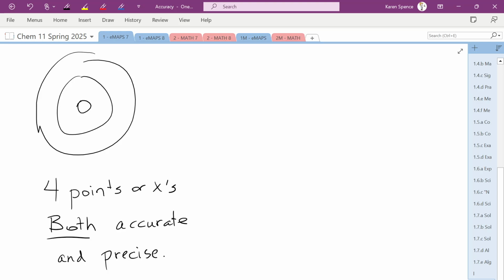All right. So we have 4 points. If they are precise, they should all be close together. And if it is accurate, where should they all be close to? More near the center. Okay, so we've got maybe 1, 2, 3, 4. That is both accurate and precise. That one's pretty easy.